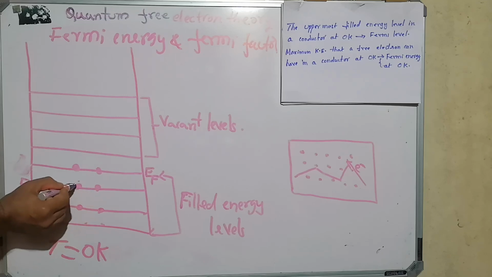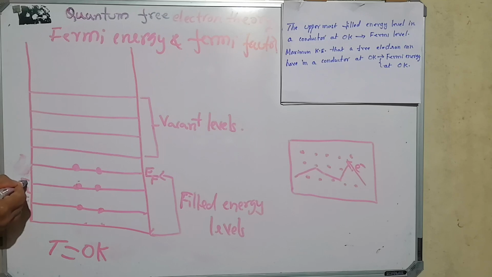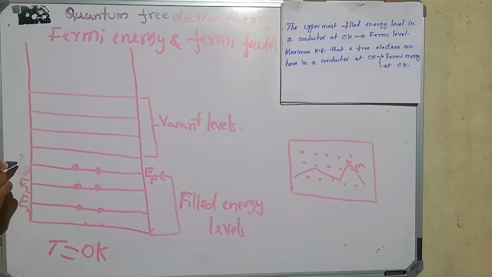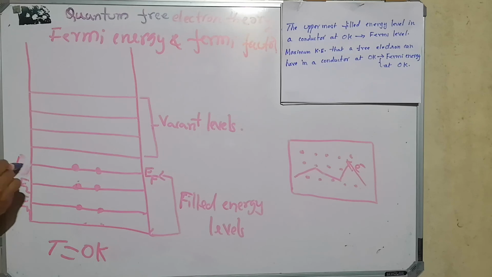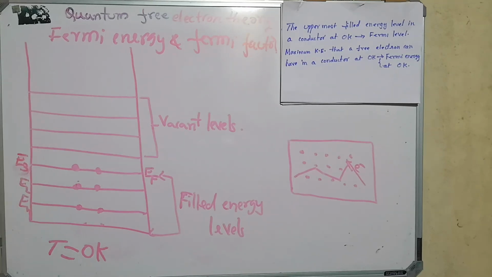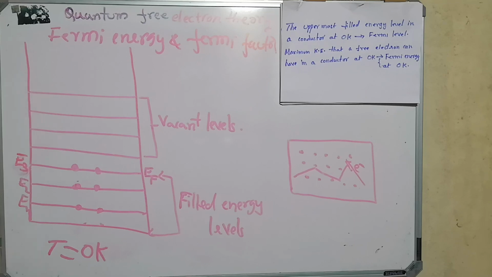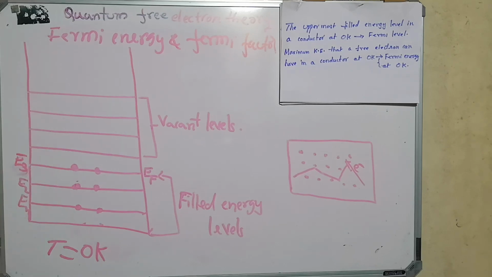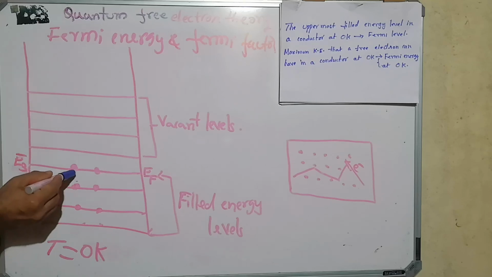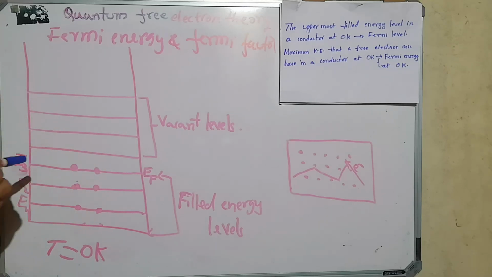Next, two electrons with anti-clockwise and clockwise spin occupy the energy level E2. And the remaining two electrons occupy the energy level E3. That means here you can observe that among N electrons, two electrons possess the maximum amount of energy. So this is the uppermost filled energy level.